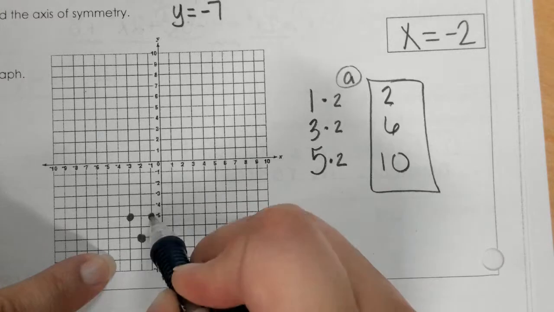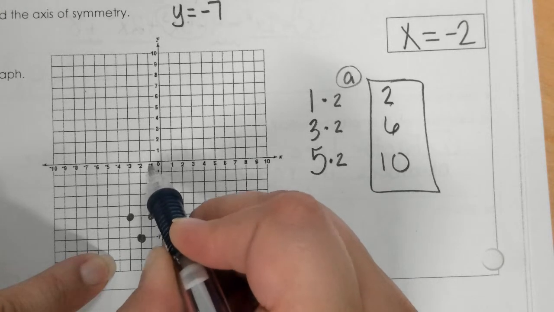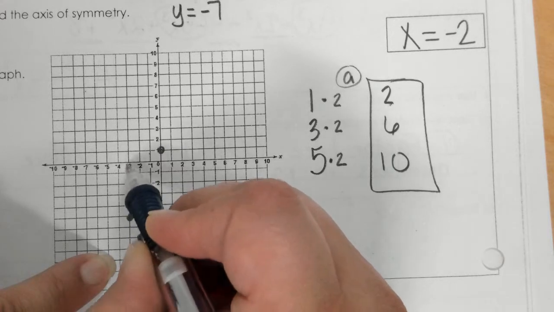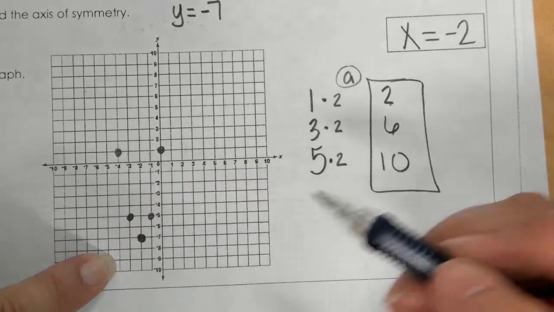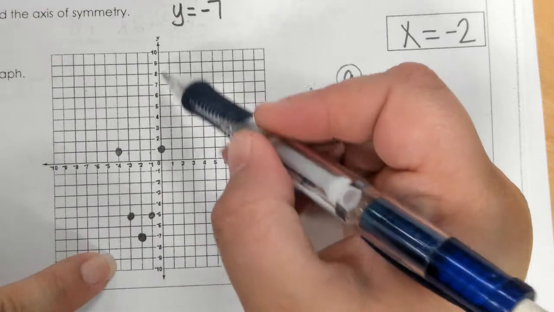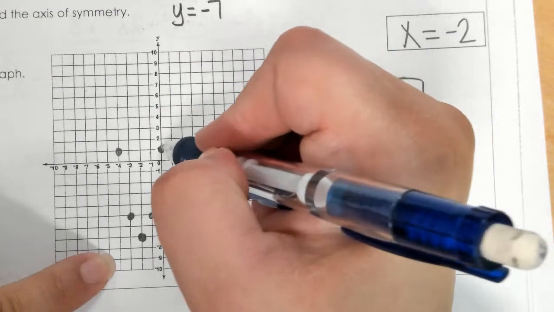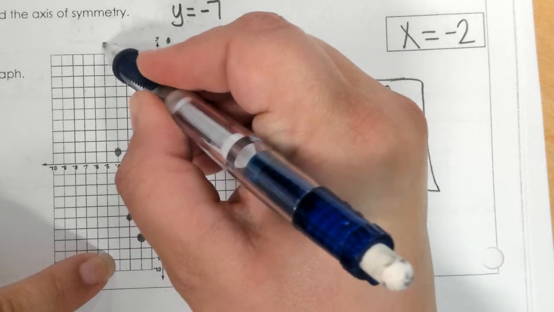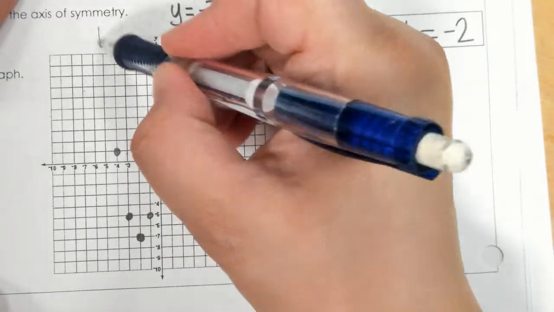And then I'm going to go up 6 over 1. And there's left 1 as well. And then I would go up 10 if I could, and, well, this one's going to go off the graph a little bit. And then draw your U shape.